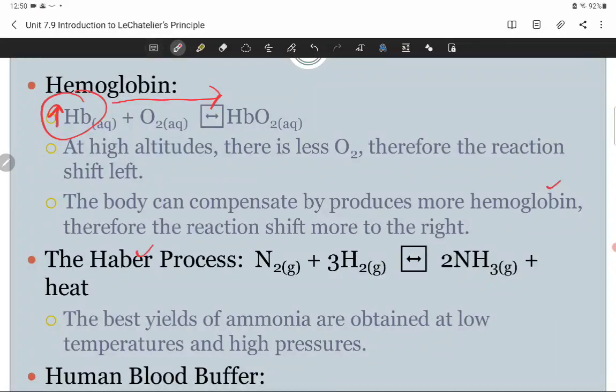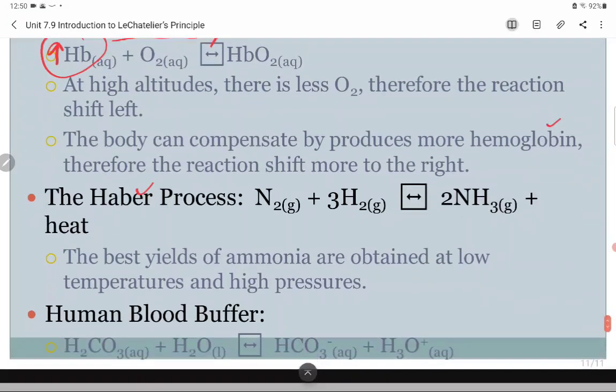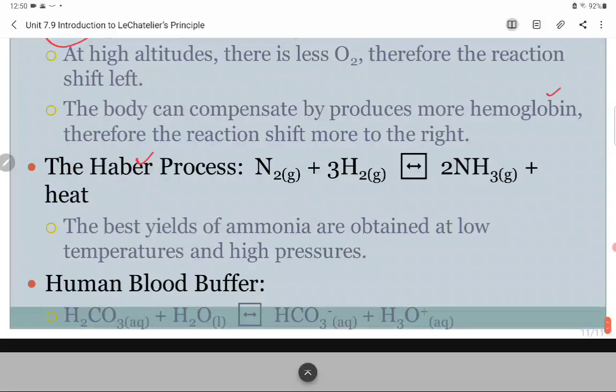And I already mentioned the Haber process. And there are some other equilibriums in your body. I have one down at the bottom here. Carbonic acid plus water makes bicarbonate and hydronium. And certainly that's not the only way that your body maintains homeostasis as far as pH, but it's a very important equilibrium process there.